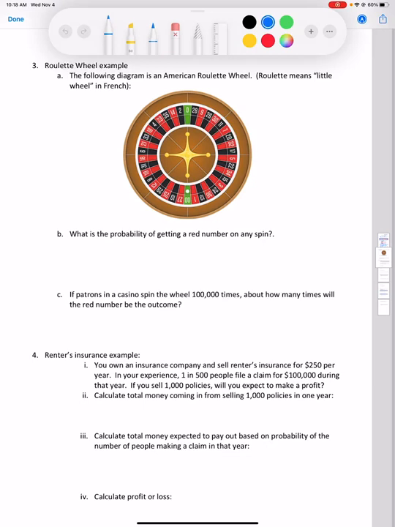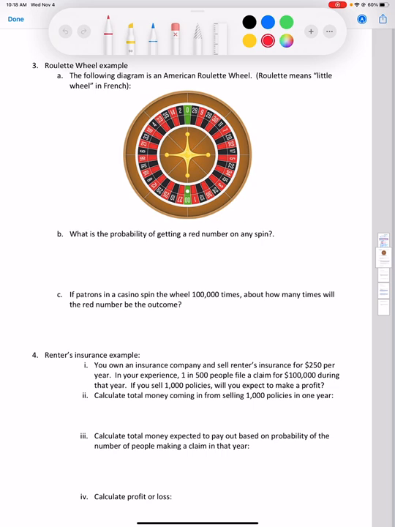Next, we're going to move on to another experiment situation, environment. Also in gambling, which depends a lot on probability, is what's called the roulette wheel. The following diagram is an American roulette wheel, and roulette means little wheel in French. As you look at the roulette wheel, we have black numbers and red numbers. We also need to take a look at the green 0 and 00 spaces. Those all factor into our probability.